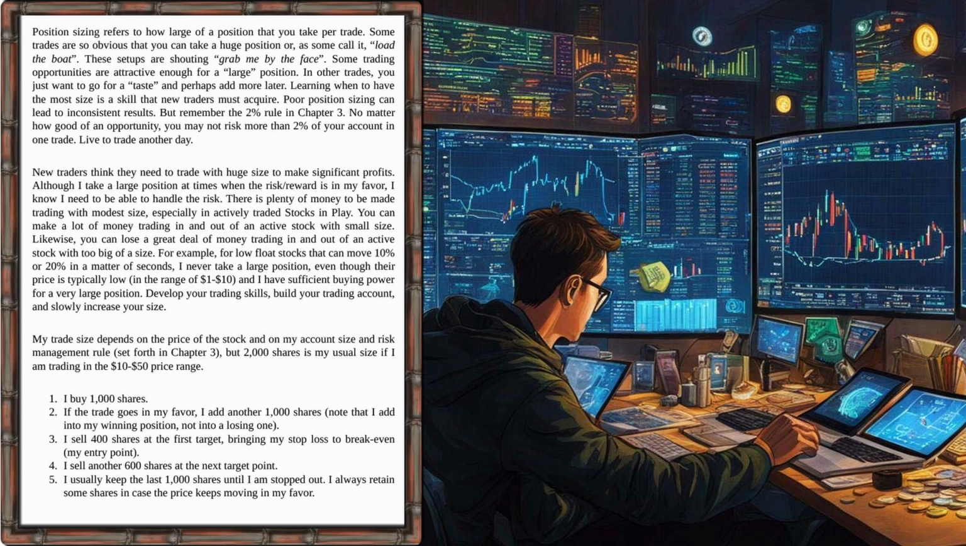My trade size depends on the price of the stock and on my account size and risk management rule, set forth in Chapter 3. But 2,000 shares is my usual size if I am trading in the $10 to $50 price range. 1. I buy 1,000 shares. 2. If the trade goes in my favor, I add another 1,000 shares. Note that I add into my winning position, not into a losing one. 3. I sell 400 shares at the first target, bringing my stop loss to break even, my entry point. 4. I sell another 600 shares at the next target point. 5. I usually keep the last 1,000 shares until I am stopped out. I always retain some shares in case the price keeps moving in my favor.